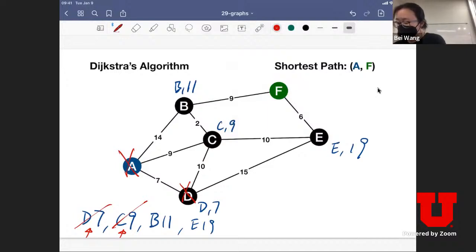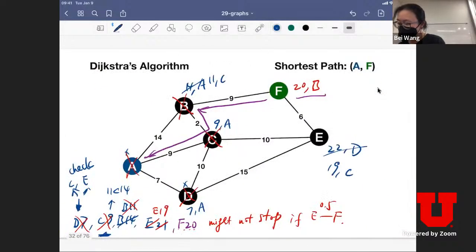The next thing I'm going to do is I'm going to look at B. Again, the only one that I want to look for is B can reach F. Everybody else, I have already traversed. So B to F is 11 plus 9, which is 20. So I'm going to say, well, I can reach F in 20, okay?